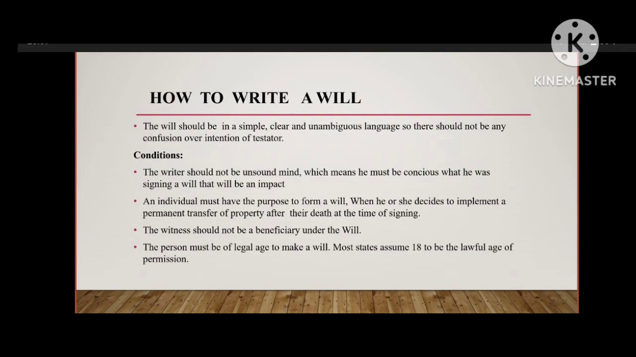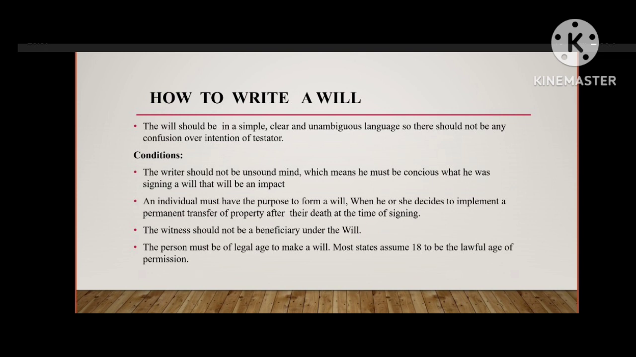The will should be in simple, clear, unambiguous language, so there is no confusion over the intention of the testator. The conditions are: the writer should not be of unsound mind, which means he must be conscious of what he is signing, as a will has an impact. An individual must have the purpose to form a will, when he or she decides to implement a permanent transfer of property after their death at the time of signing.